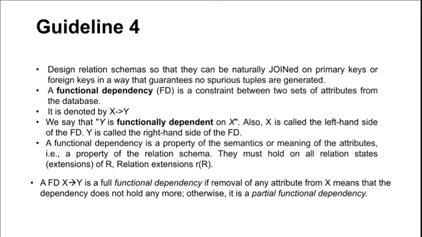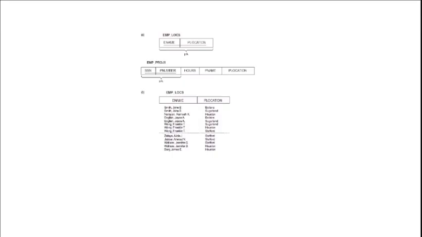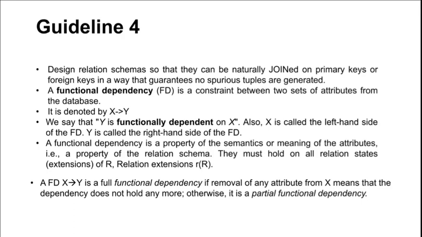Okay. Next is guideline 4. So what it tells: design relation schemas so that they can be naturally joined on primary keys or foreign keys in a way that guarantees no spurious tuples are generated. Guideline 4 tells that spurious tuples should not be there, because definitely for the same value, two different project locations are there, right? This is not right actually. So you should avoid spurious tuples. Guideline 4 tells that no spurious tuple should be there.